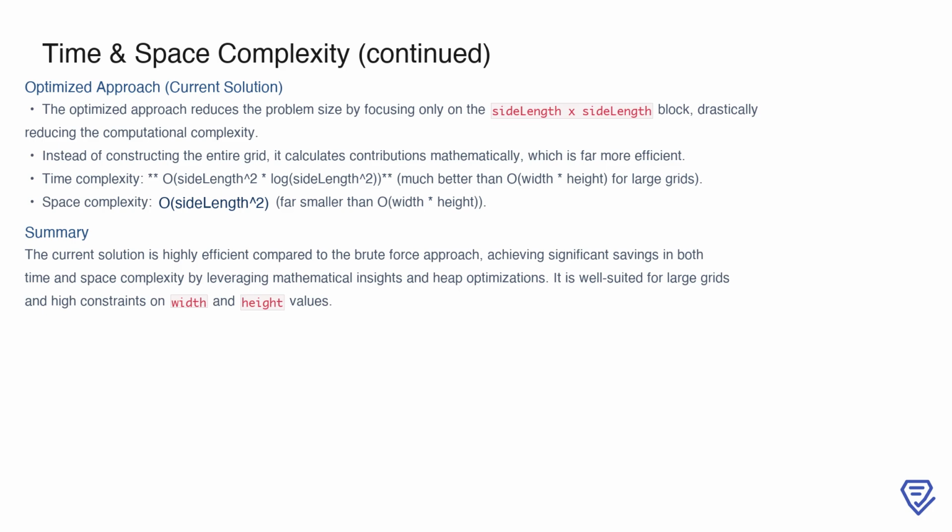The time complexity of the optimized solution is O(side length^2 * log(side length^2)), which is much better than O(width * height) for large grids. Similarly, the space complexity is reduced to O(side length^2), which is far smaller than the O(width * height) of the brute force approach. In summary, this solution leverages mathematical insights and heap optimizations to achieve substantial improvements in efficiency, making it well suited for scenarios with large grids and high computational constraints.